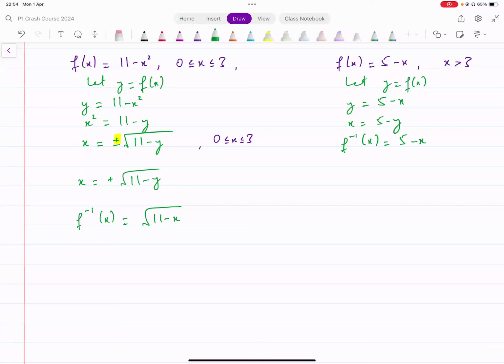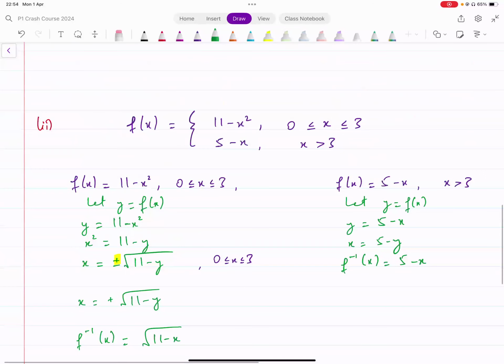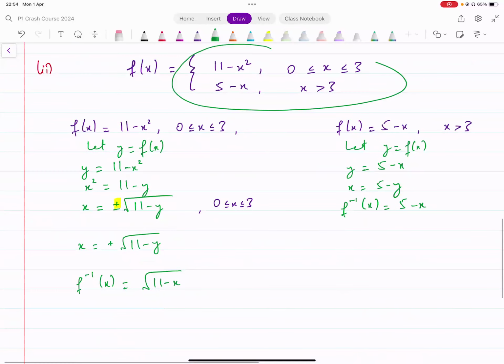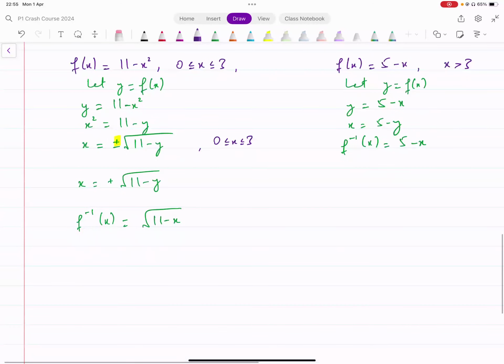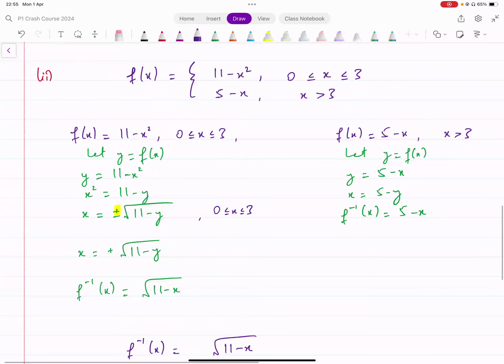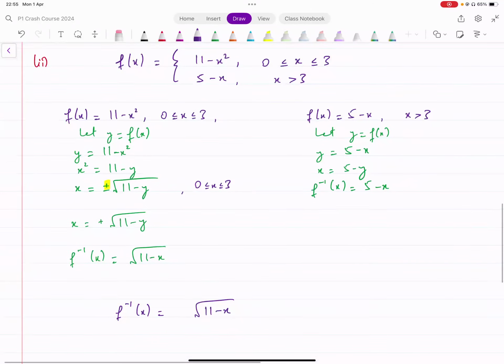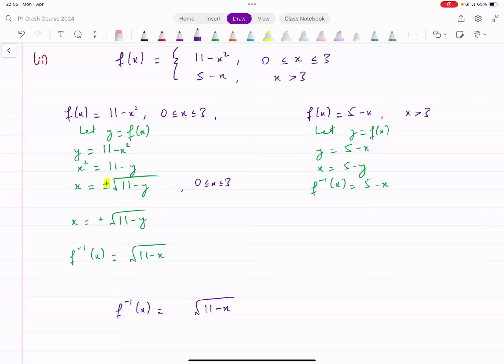Now, the question said that you have to express f inverse of x in a similar way. So you have to express it like this. Okay, now let's try doing that. We are getting that f inverse of x should equal square root of 11 minus x. This is one part of the inverse function, square root of 11 minus x, and the other part is 5 minus x. These are the two parts of the function.